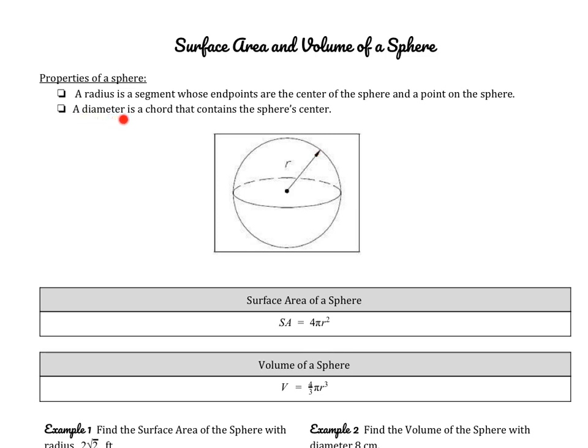A diameter is a chord that contains the sphere's center. So it goes from the sphere to another point on the sphere, but it must go through the center. The radius and diameter relate the same way as in a two-dimensional circle, so it's very similar to that.